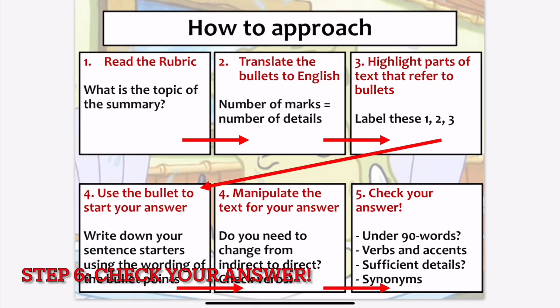Is it under 90 words? Have you checked your verbs? Are there any accents missing that you need? And have you given sufficient details? And most importantly, your synonyms. Do your synonyms have the same meaning? If you're talking about religion and you use creer, to believe, and use pensar as a synonym, to think, it's slightly different. It's got a different nuance, so that would potentially lose you marks. So be very, very careful with synonyms.